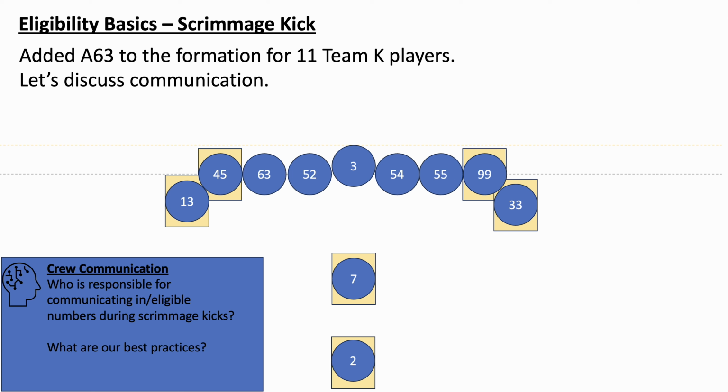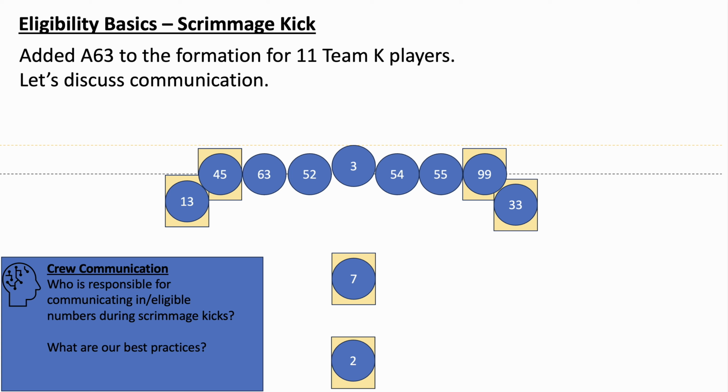Umpire is responsible for the snapper. Number 3 is ineligible. That's the only number that you need to remember in this formation here, because everyone else is either eligible by position or eligible by number. So there's no need for the flank officials, anyone underneath the goalposts, to say, I've got 13 and 45. I've got 99 and 33. No, we know that they're eligible.